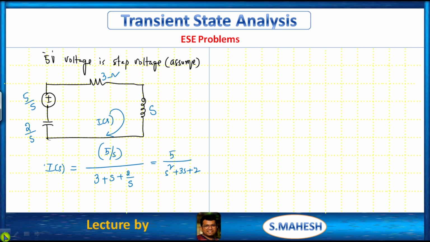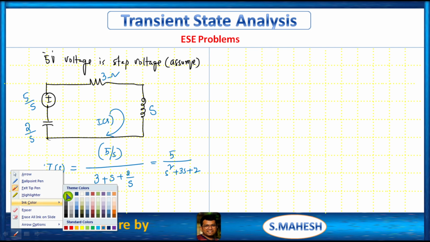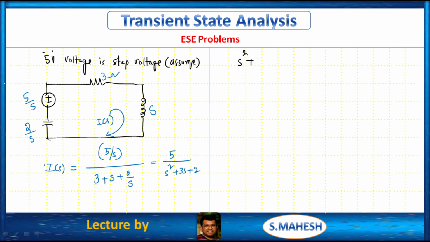So let us compare with S square plus 2 zeta omega n s plus omega n square. From this, S square, what is the equation? 3s plus 2, right? Therefore zeta is equal to what? 3 by 2 root 2, which is equal to what? 1.06, which is more than 1.